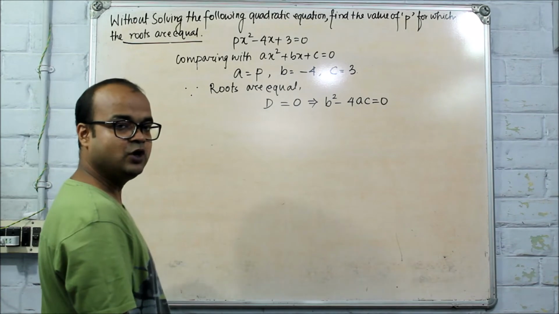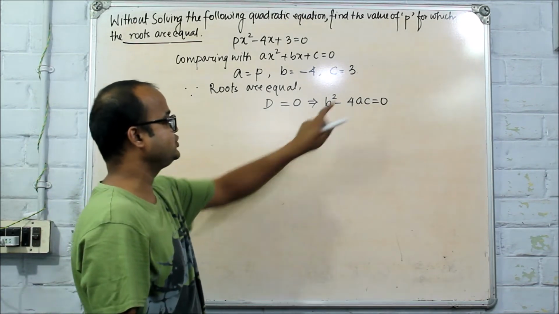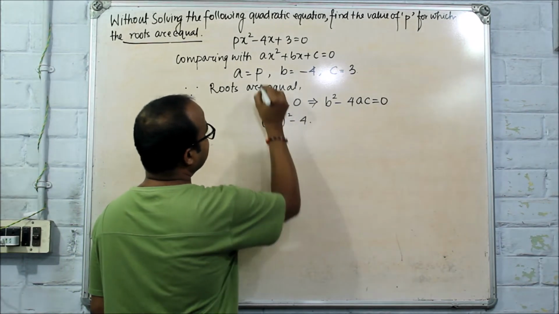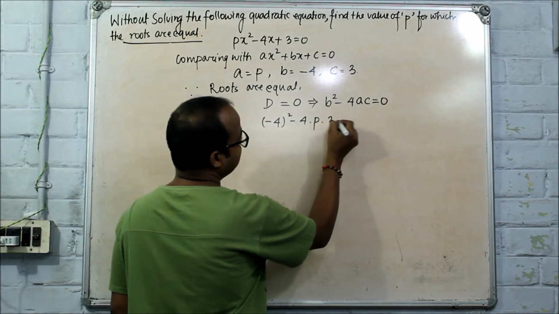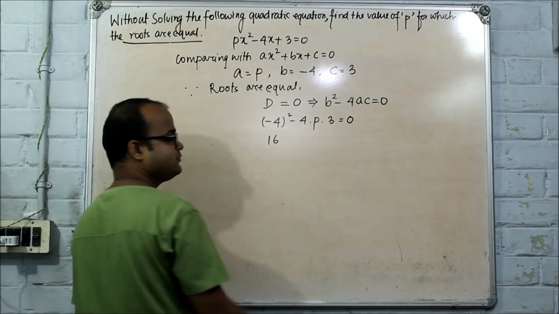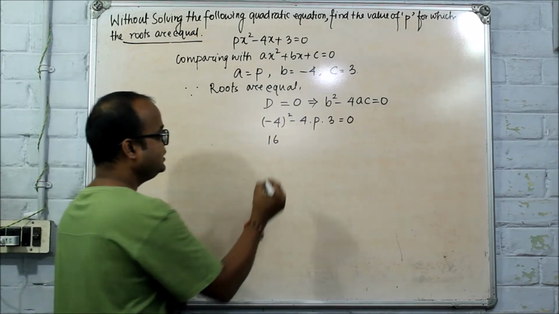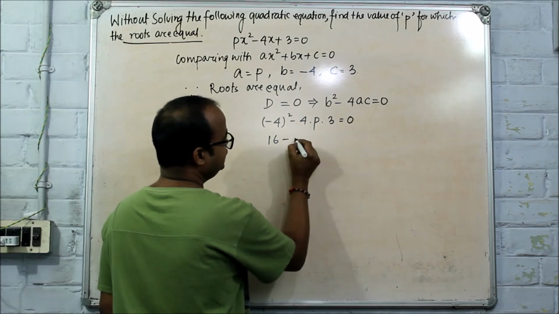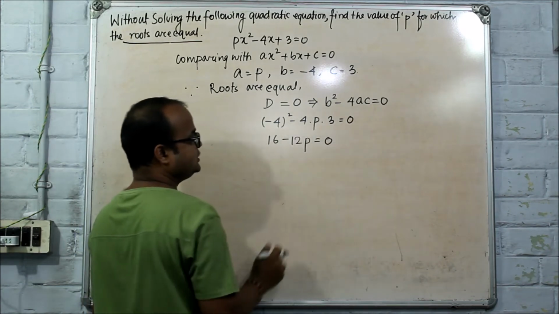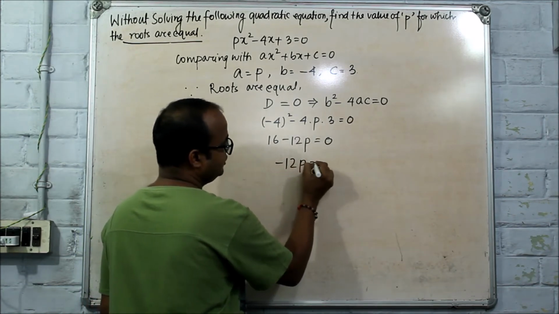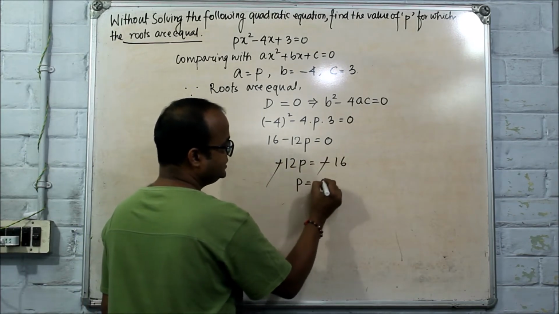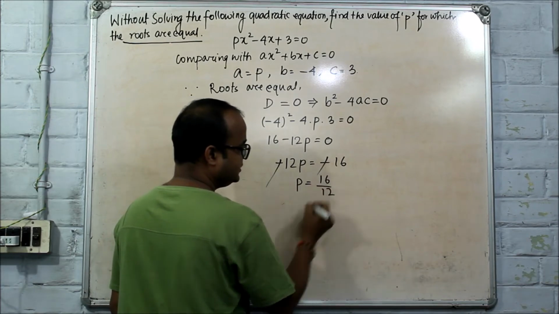Now we substitute the value of a, b and c in this equation. So b means (minus 4) square minus 4 into a into c is equal to 0. So minus 4 square means 16, minus 4 into minus 4 is 16, minus 4 threes are 12, 12p is equal to 0. If you take this 16 to the other side, minus 12p is equal to minus 16, minus and minus will get cancelled. So p is equal to 16 by 12.